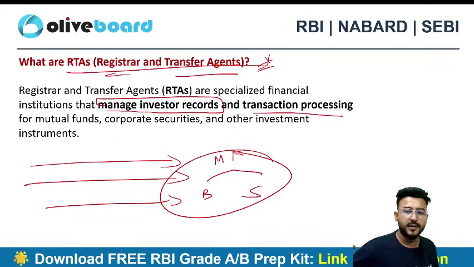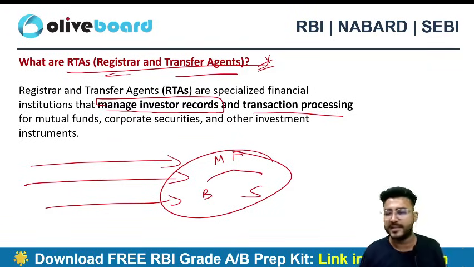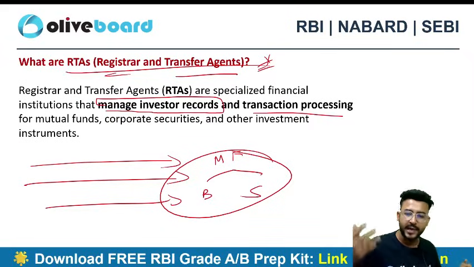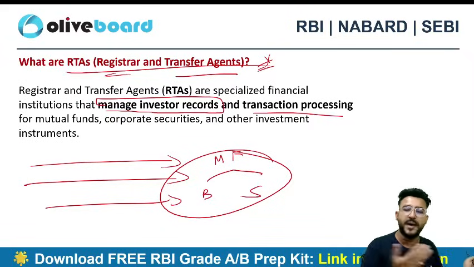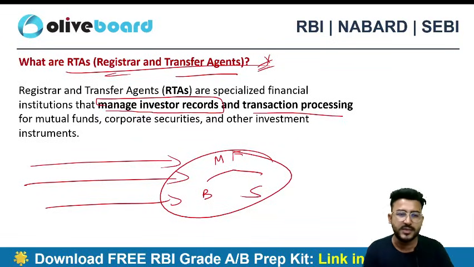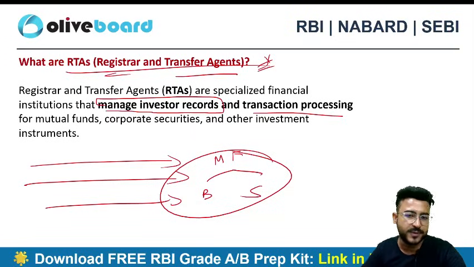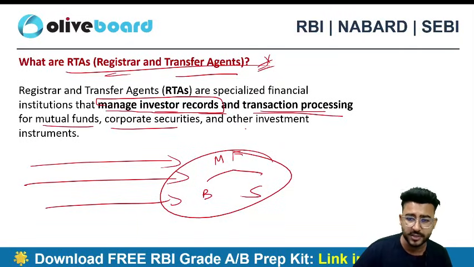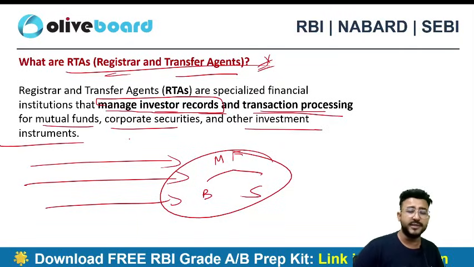That's why even if you are not able to remember your investments, they can easily fetch the investments. Why? Because they do have adequate data. They do have the past 10-year, 20-year, 30-year, 50-year data. So these are called registrar and transfer agents, right? They are handling the transaction processing. They are handling the investor records for the mutual funds, for the corporate securities, and for the investment instruments.